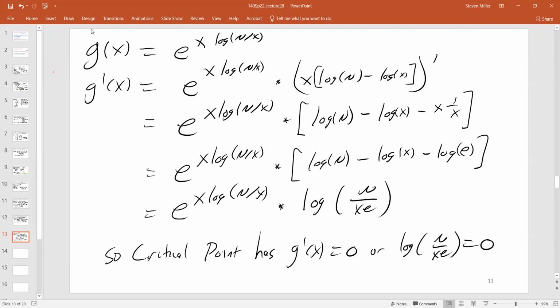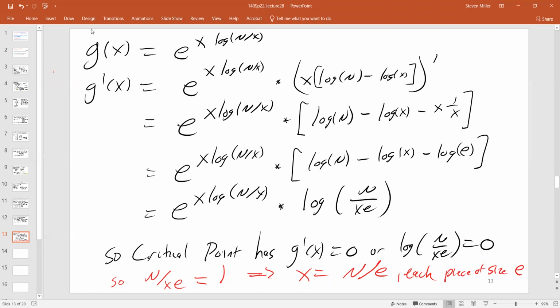When does the log of n over x equal 0? The log of what number is 0? Not quite. What number has a log of 0? Log of what is 0? 1. So n over x equals 1. Therefore, x equals n over e. So the number of pieces is n over e. Each piece of size e. So we want each piece to be of size e.